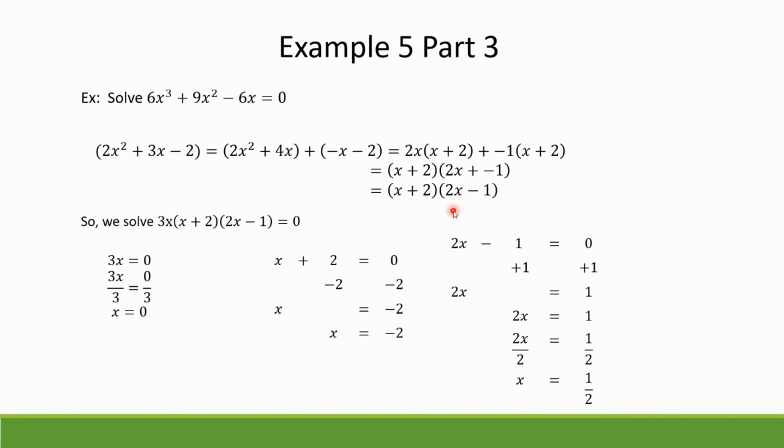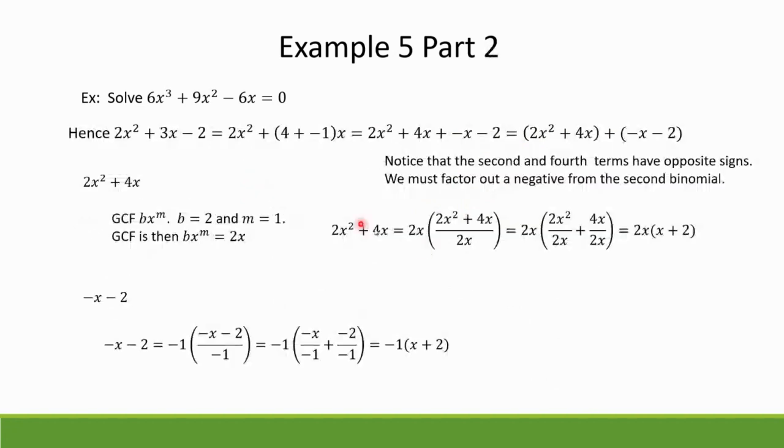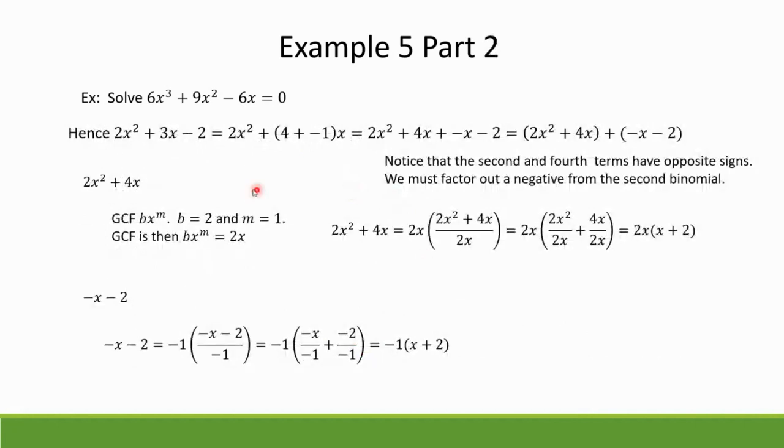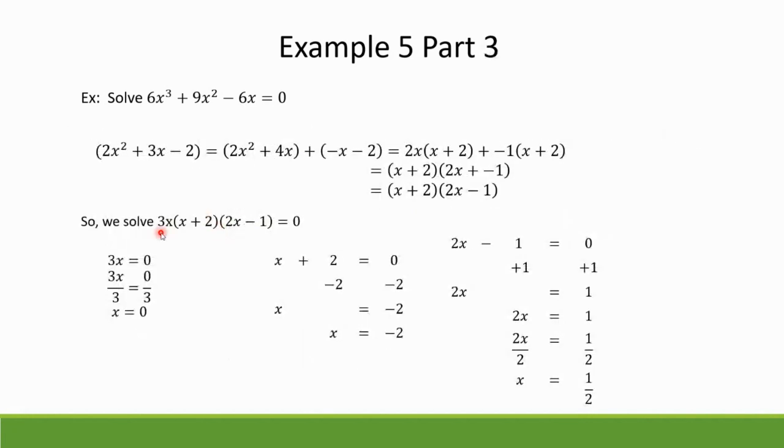Now, altogether then, don't forget about the 3x from earlier. We get 3x times x plus 2 times 2x minus 1. And now, when you're solving this equation, you set each factor equal to 0 and solve. So 3x you set equal to 0, x plus 2 you set equal to 0, 2x minus 1 you set equal to 0.